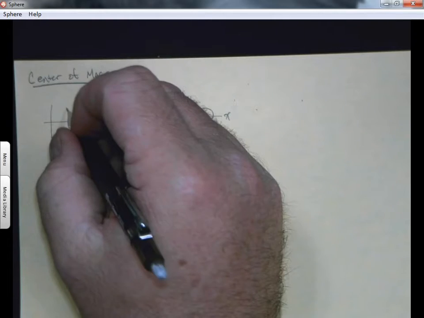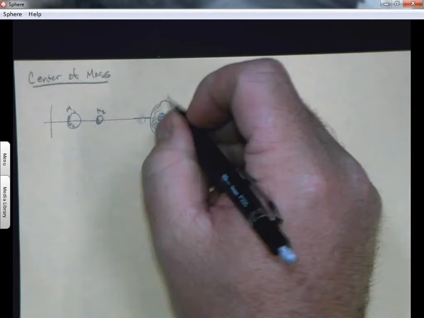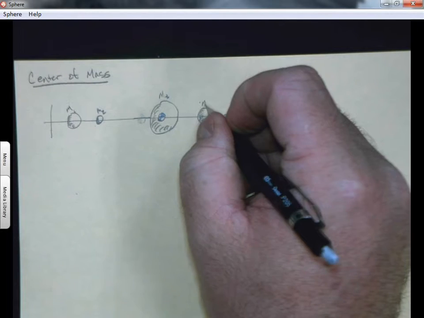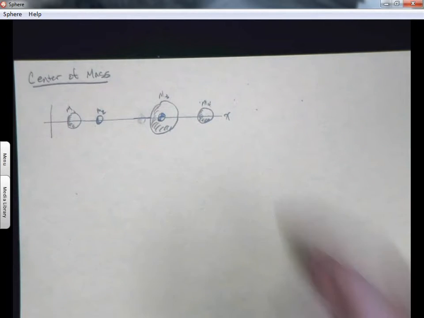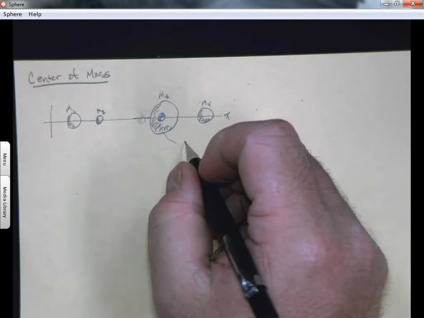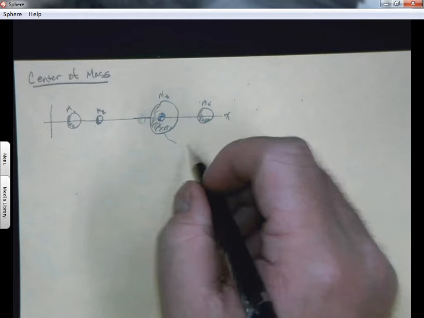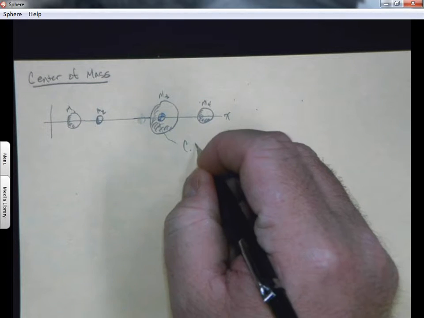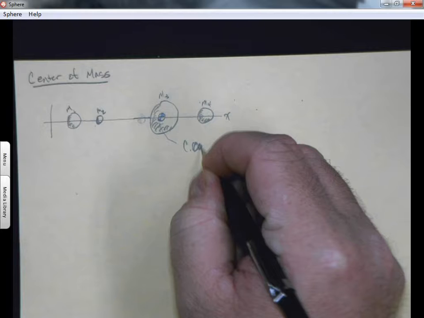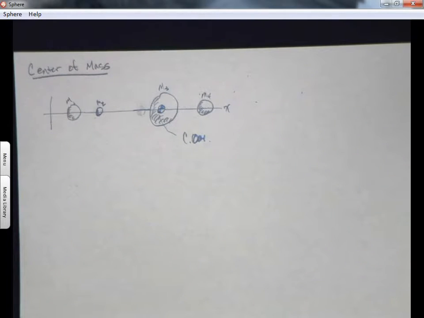So here's mass 1, mass 2, mass 3, and mass 4. Well, this place right here is the average. We're going to call this the average location of mass. That's what the center of mass means. Center of mass is really the weighted average position of all the masses.